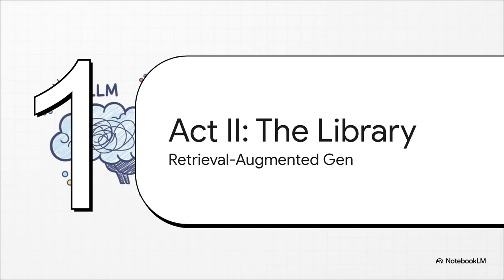So that brings us to Act 2, the brain with a library. That making stuff up problem? It's a big deal. So developers started thinking, what if we could help our brilliant student out? What if we gave them a library card to a library that's always up to date? Imagine if before they answered any question, they could run to the stacks and look up the latest fact-checked info.